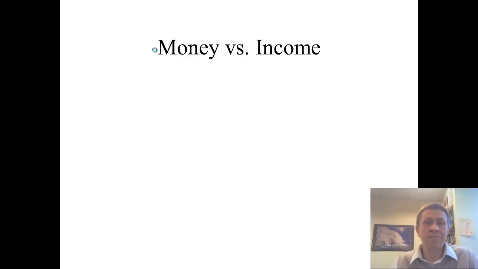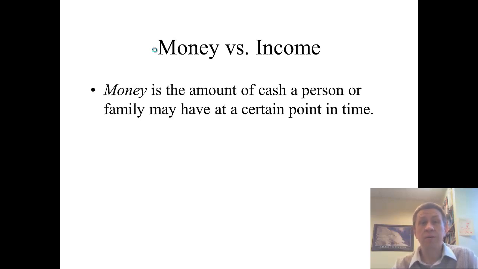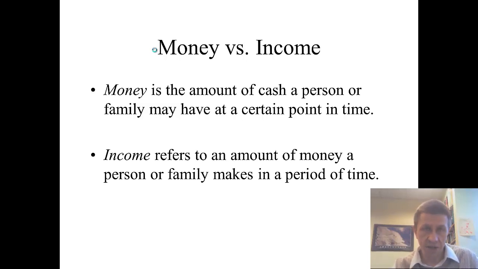The difference between money or wealth versus income, right? Money would be the amount of cash you would have at a certain point in time. Wealth would be the total amount of assets you might have at a certain point in time. Income is a flow variable. So income would say how much you make over a period of time. So if you had $1 million in the bank and you made $100,000 in the past year, you would say the money you have is $1 million. Your income was $100,000 for the past year.